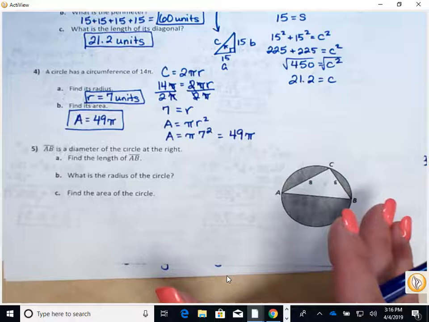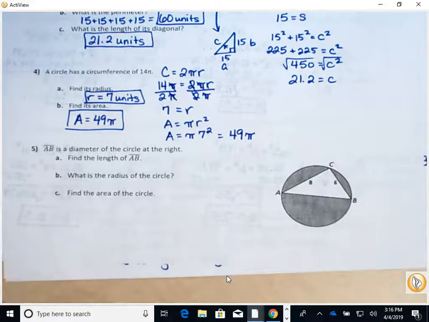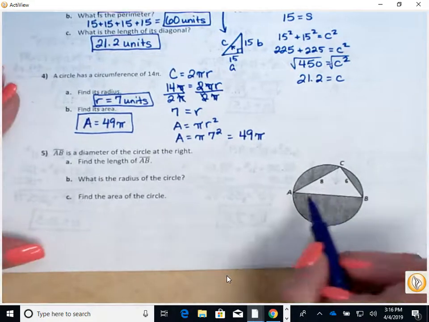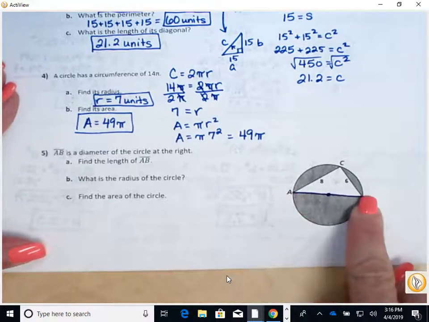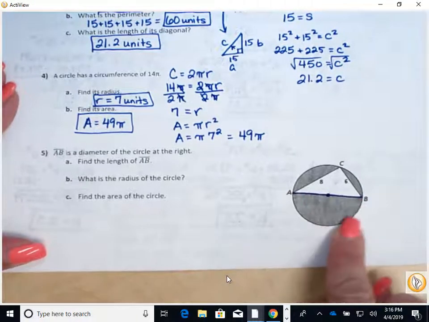Number 5 says side AB is the diameter of the circle at the right. Find the length of side AB. All right, so something we've learned in our past here. When you have the diameter of a circle, that means it's passing through the center of the circle. So this arc here is 180 degrees because that's half of a circle.